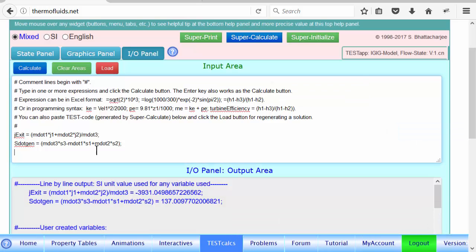Did we do it right? No. That looks too high. I forgot to subtract. So m dot 3, the entropy going out, minus what is coming in. I put a plus there. So the correct answer is reproduced.